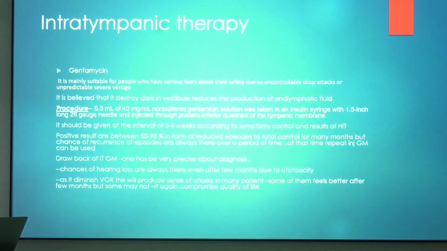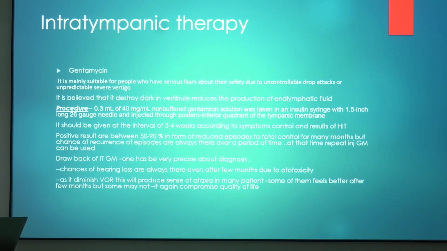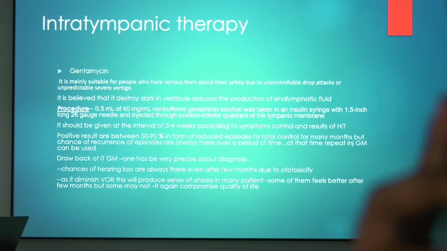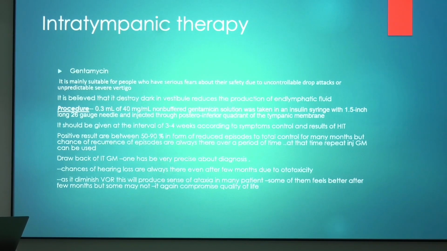We can even give repeated injections of gentamicin. Once we have control, and after 1 or 2 years the patient gets a recurrence of the disease, we can go for 1, 2 or 3 more injections. The first and biggest drawback of gentamicin is that we should be very precise about the diagnosis, that we are dealing with a patient of Meniere's and not any other patient. Otherwise, we are going to commit a blunder.